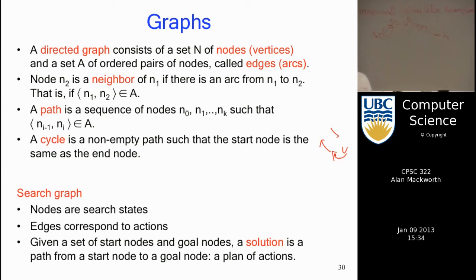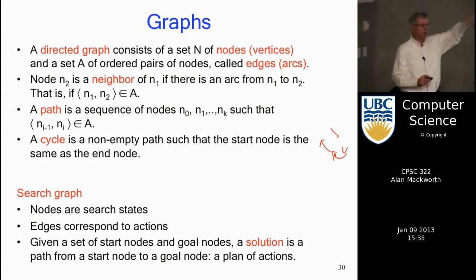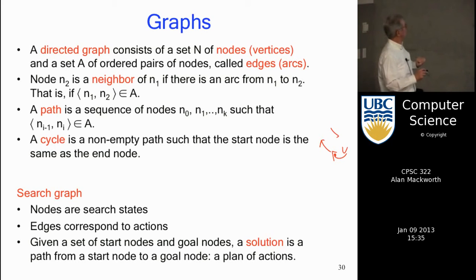And we're going to talk about search graphs. Do not confuse search spaces with search graphs, okay? We talked about search spaces, which is a set of all possible states and ways you can move from one to another. We're going to essentially search that space, but we're going to use another graph, which we'll call the search graph, to represent that search. So the nodes are search states. Edges correspond to actions or operators. And given a set of start nodes and goal nodes, a solution is a path from a start node, say here, to a goal node, say there. That's a plan of actions.